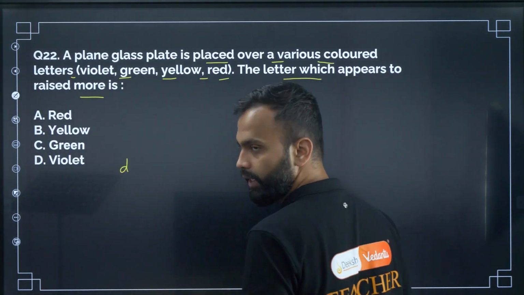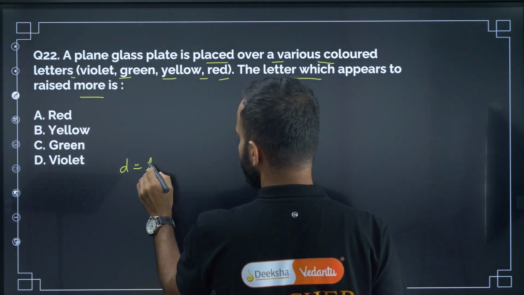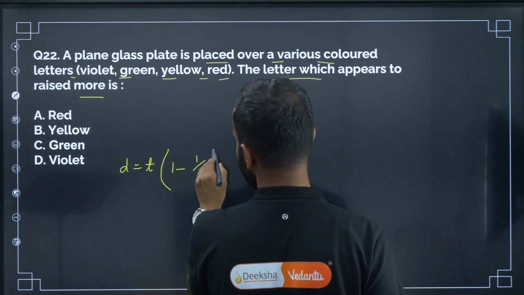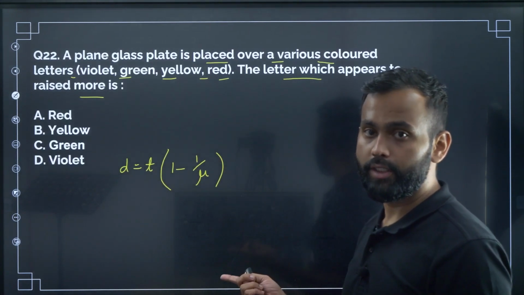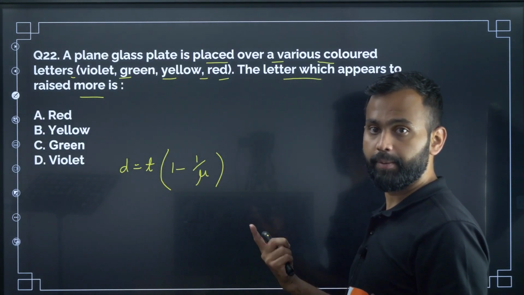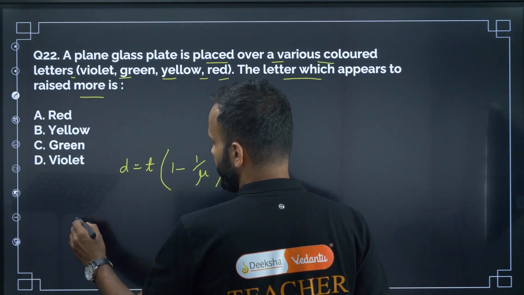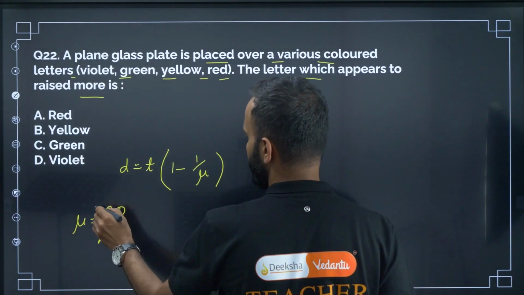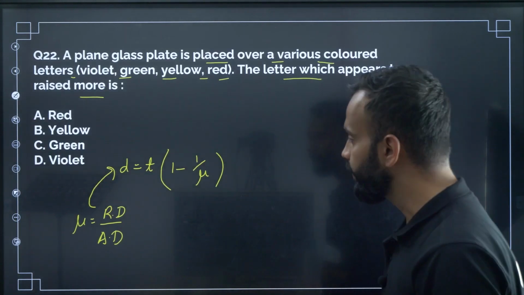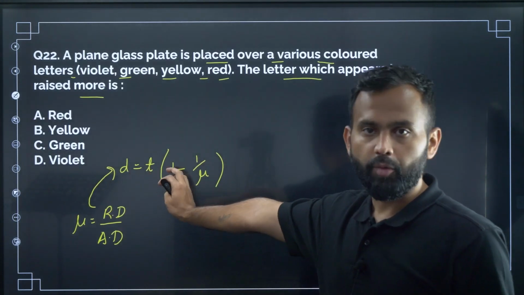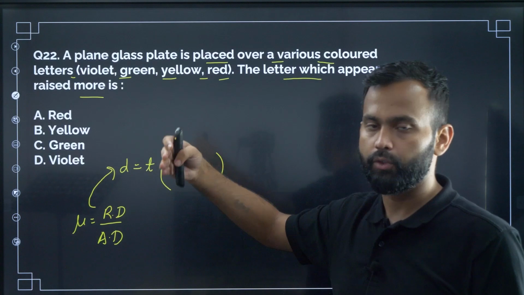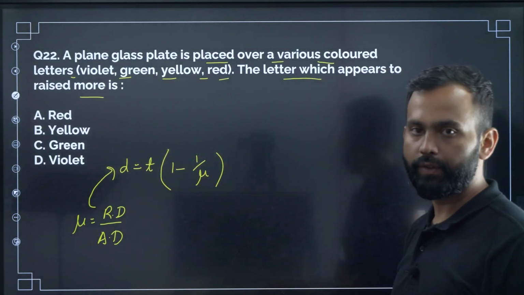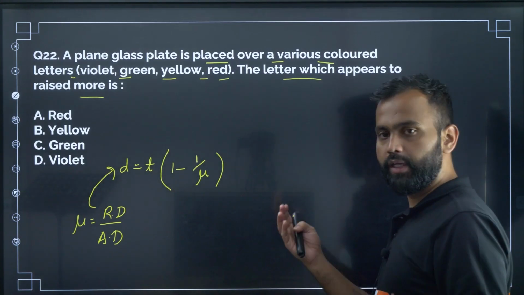So we know the shift formula: d equal to t, that is thickness of the glass plate, into 1 minus 1 by mu. How did I get this formula? By using the real depth and apparent depth concept. So refractive index mu equal to real depth divided by apparent depth. From this concept I got this formula. If you don't know how I got this formula, just go through the derivation in NCERT, it is there. Shift or raise of the image is because of the refraction.